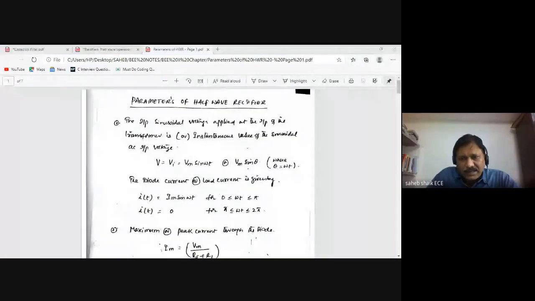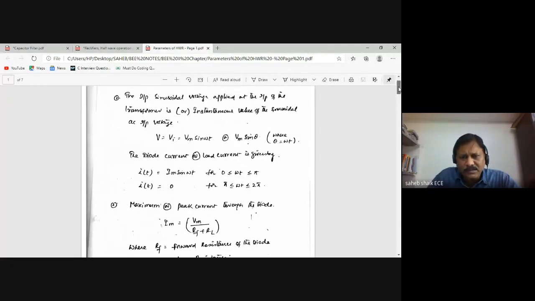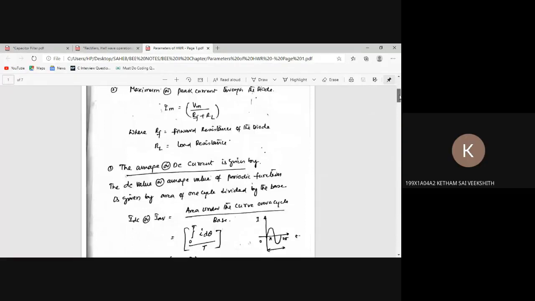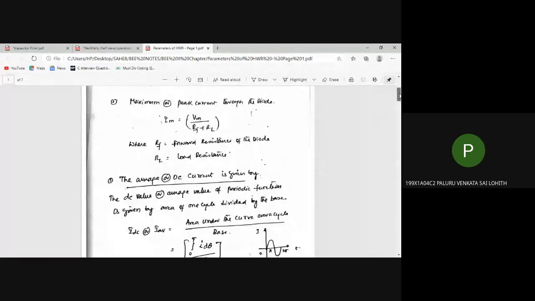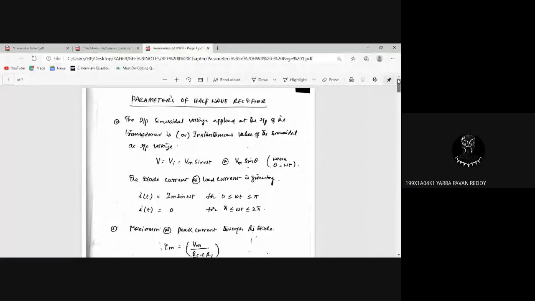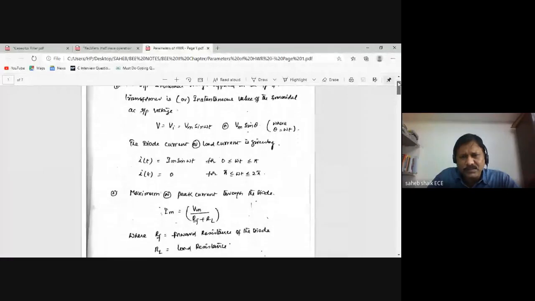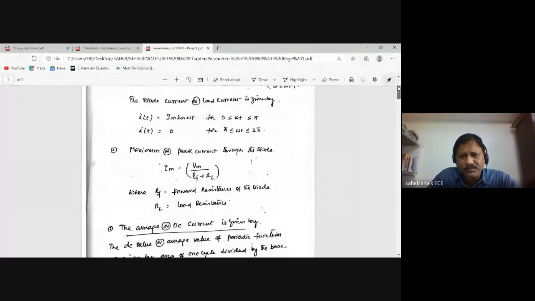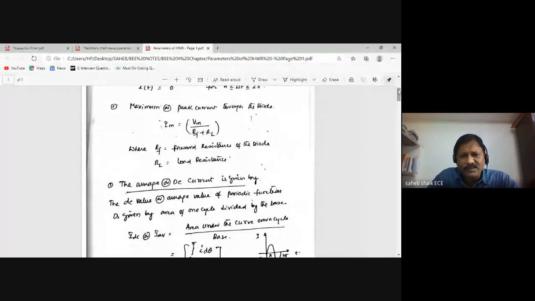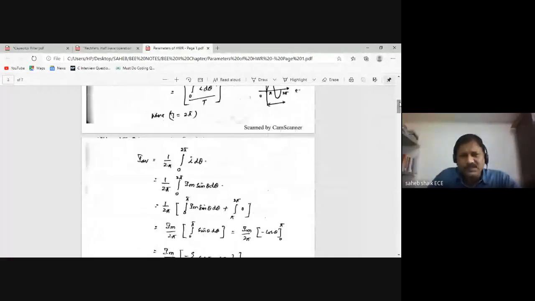For the next class, you just go through all these parameters of your rectifier. Is the slide visible? So these are the things. You just recall all the things. You take out your previous notes, verify the things, how we have done the analysis. So these things you just go through.